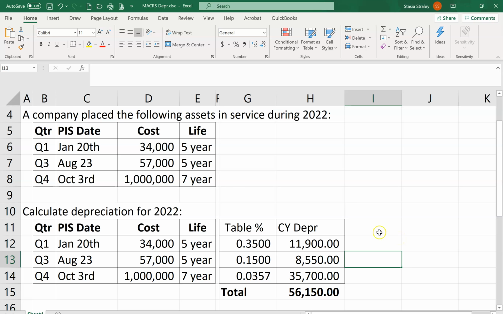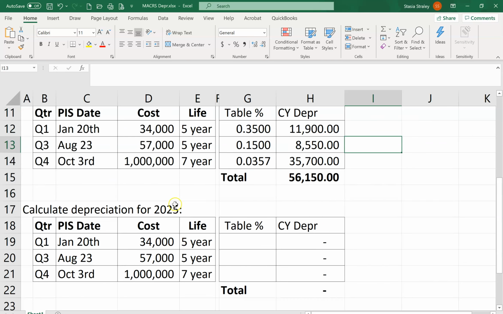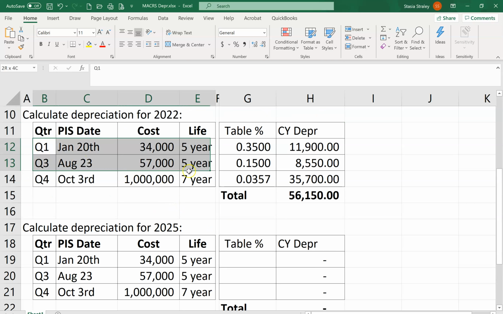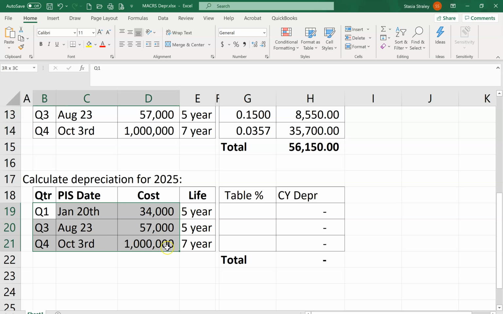Okay, so now let's do depreciation for 2025. So these assets were placed in service in a year that made them mid-quarter assets, right, because of this big asset here. So because they're mid-quarter assets this year in 2022, they will always be mid-quarter assets. So once you're a mid-quarter asset, you are always a mid-quarter asset. So we will always use the mid-quarter tables for these assets.